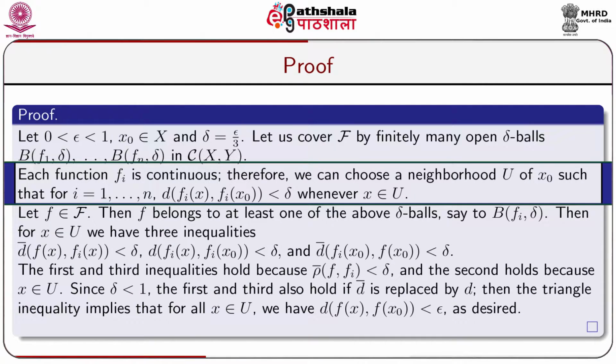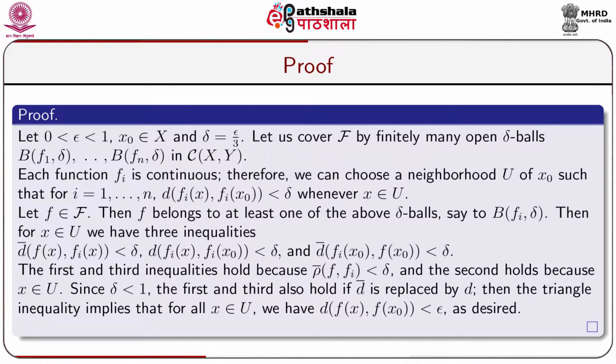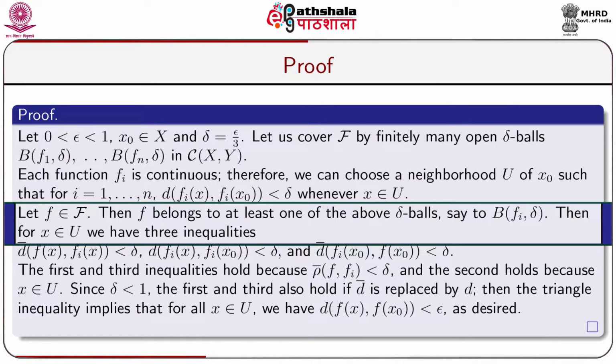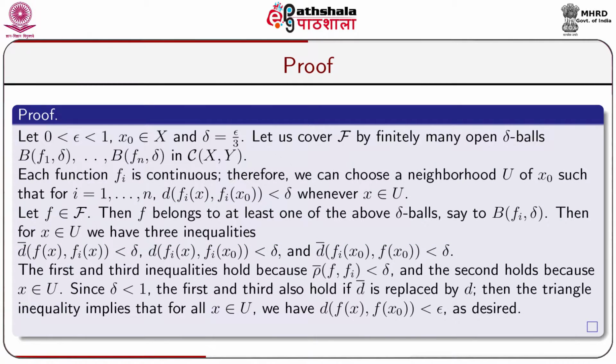Now each function fi is continuous. Therefore, we can choose a neighborhood U of x naught such that for each i equal to 1 to n, the distance of fi(x) to fi(x naught) is less than delta whenever x belongs to U. Let f be an arbitrary element of script F, then f belongs to at least one of the above delta balls, since the above delta balls cover script F.